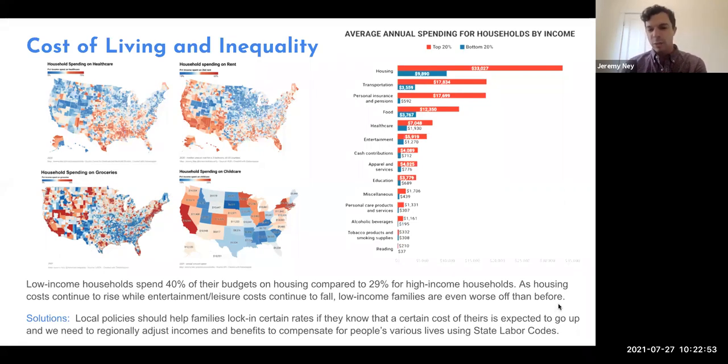Solutions that we can focus on there are helping folks lock in rates to cover their costs that might be going up, and thinking about more inflation-adjusted cost of living for regions. There's so much debate around the $15 minimum wage, but if you look in certain regions, like I just mentioned in the Bronx, the cost of living for a household with 2 children and both parents working is actually closer to $23, $24. So we want to make sure that we're orienting the debate around the right places.